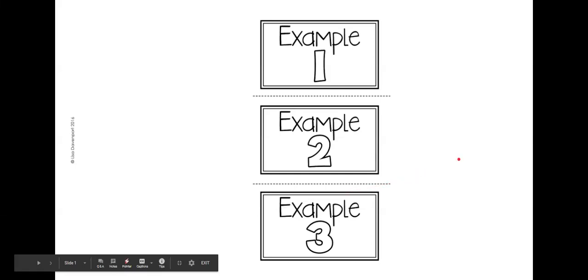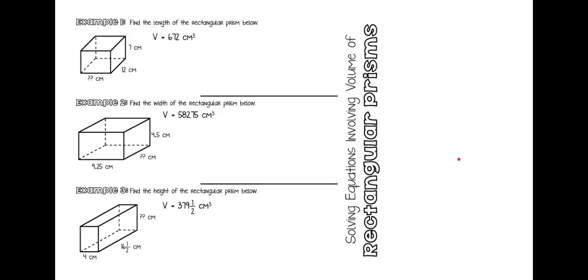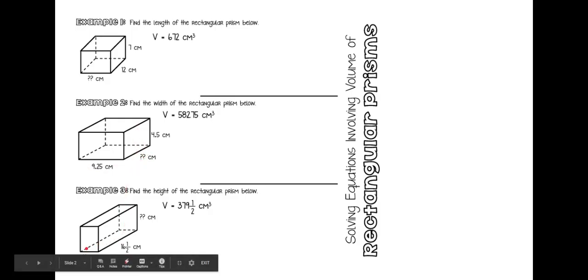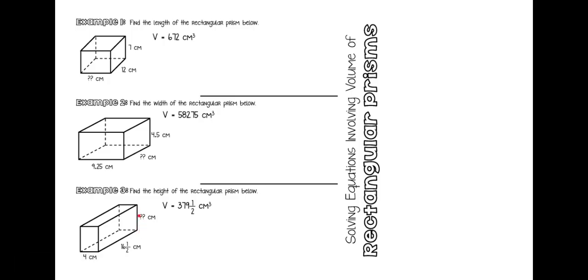Hello, everyone. Today we are going to focus on trying to find missing pieces when solving equations involving volumes of rectangular prisms. So they're going to give us maybe the width and the height, but not the length, or the length and the height, but not the width, or the length and width, but not the height. So we're going to solve for those missing pieces.